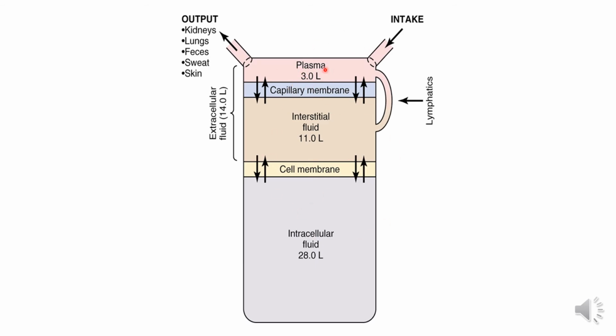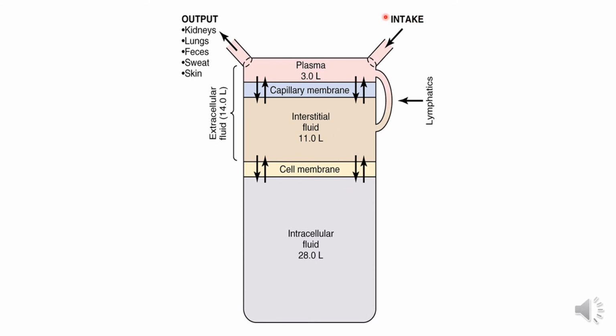This diagram shows the distribution of the water in different compartments. This part represents the extracellular fluid, and this part represents intracellular fluid. And we put numbers here, the amount of fluid. These numbers represent the amount of water in a person of almost 70 kg body weight. You can see the partition or the barrier between the plasma and interstitial fluid is the capillary membrane, and the partition or the barrier between interstitial fluid and intracellular fluid is the cell membrane.